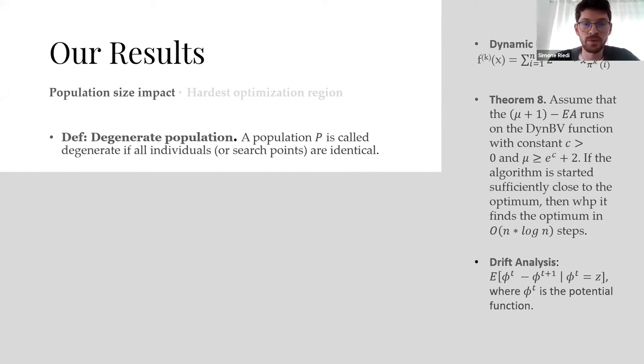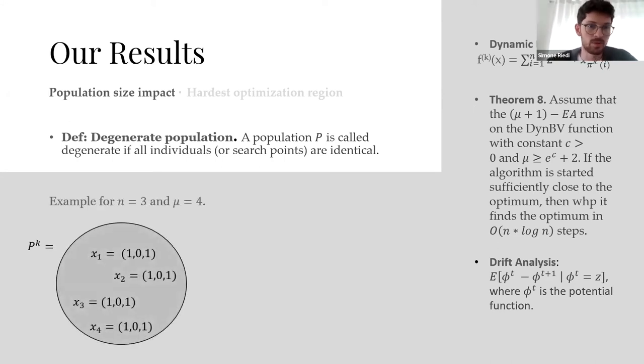A population P of the mu+1 evolutionary algorithm is called degenerate if all individuals, or search points, are identical. So here I have an example of what I mean with a degenerate population. If we have n equals 3 and mu equals 4, this means that the search points are bit strings of size 3, and we have 4 individuals in the population. In this case, I'm assuming that all individuals are identical to the bit string 101.